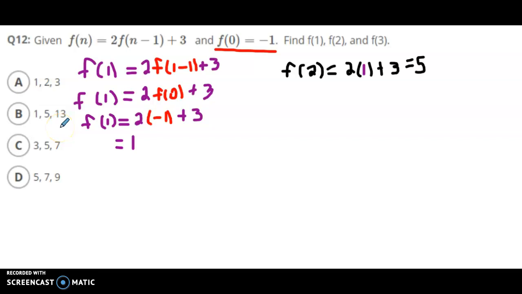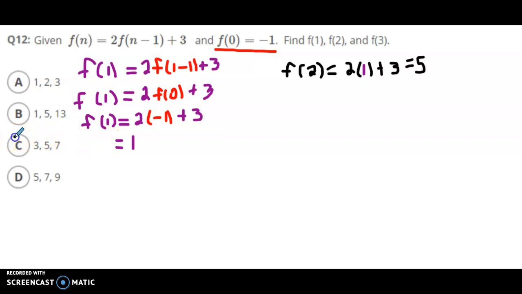Question 12, f of n equals 2 times f of n minus 1 plus 3. We have f of 0 equals negative 1, and we have to find f of 1, f of 2, and f of 3. So f of 1, we're just going to replace all of our n's with 1. So it equals 2 times f of 1 minus 1 plus 3, which is 2 times f of 0 plus 3. And we already know f of 0 is minus 1. You do the math to get that f of 1 equals 1.